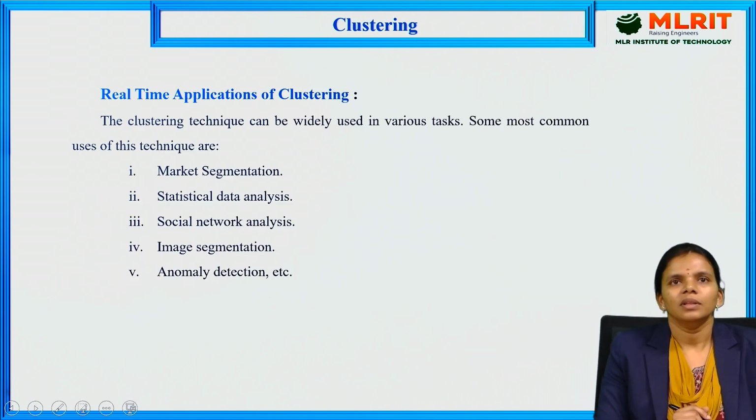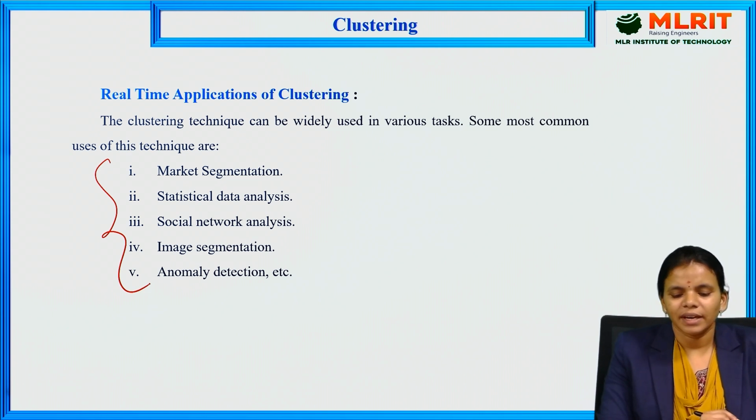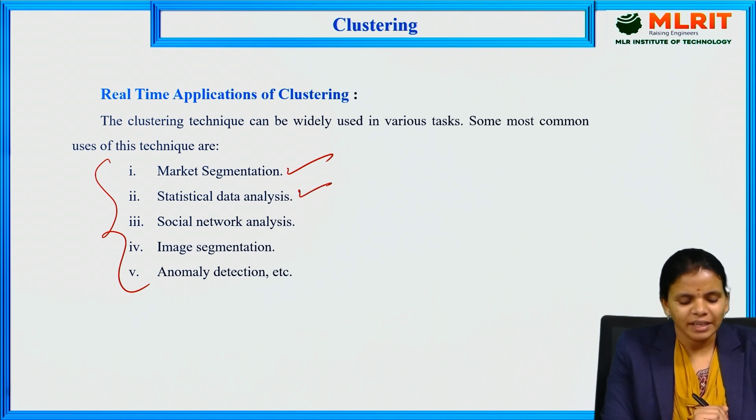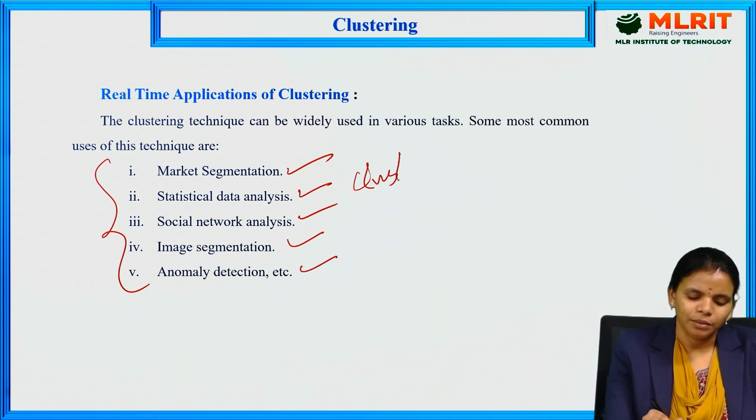Right? Now the real-time applications of clustering. These are the applications where we can use the clustering technique in various tasks. The first ones are market segmentation and statistical data analysis, social network analysis, image segmentation and anomaly detection. So these are the real world applications where we can use the clustering technique.